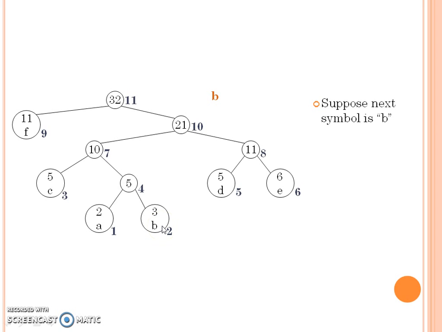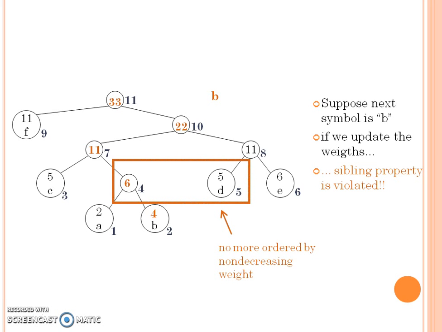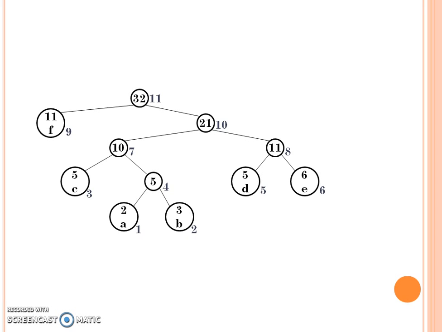So now the frequency of B will increase by 1. That will become 4. And if we update the weights now, it will give us 4 plus 2, 6, 6 plus 5, 11, 11 plus 11, 22, and 22 plus 11, that is 33. But here we can see that the sibling property and the non-decreasing weight property of the nodes are violated. So we have to use a different way, and this is no more a Huffman tree. Now let's see another way.